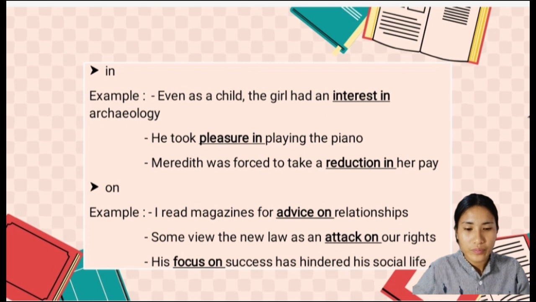So let's see the preposition on with nouns. Let's see the examples. I read magazines for advice on relationships. And then, some view the new law as an attack on our rights. And the last is, his focus on success has hindered his social life.